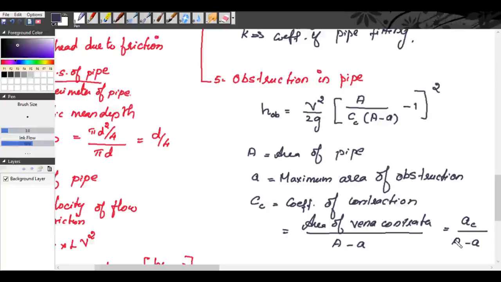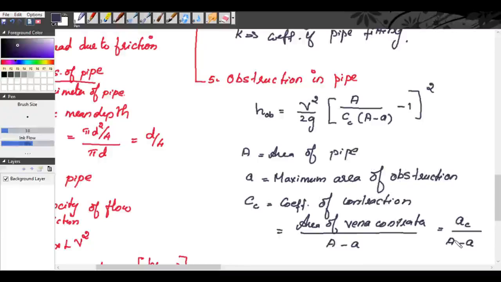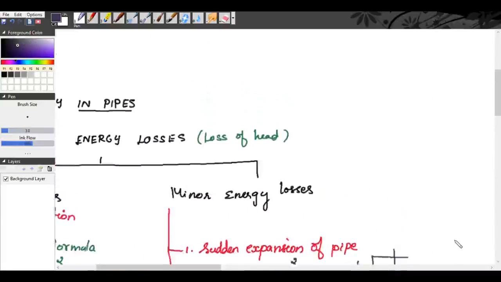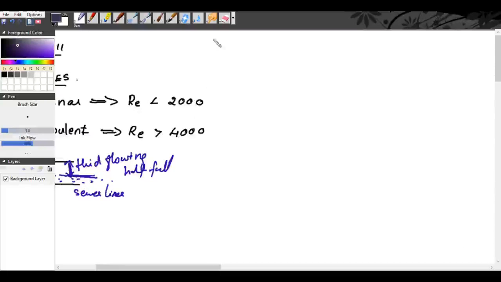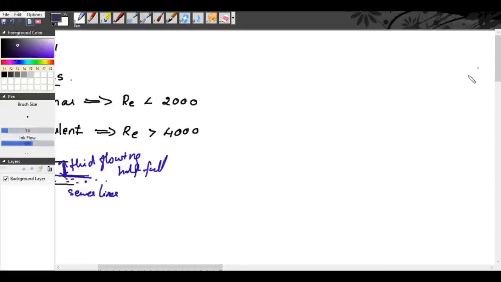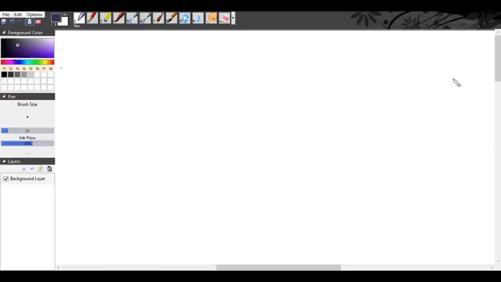Now we have to solve some problems related to losses in pipes. But before solving the problems, we will see a few concepts first and then we will move on to our problems. So we saw the flow in pipes, and what about the losses? Major losses and minor losses in pipes. The next concept is hydraulic gradient line and total energy line.